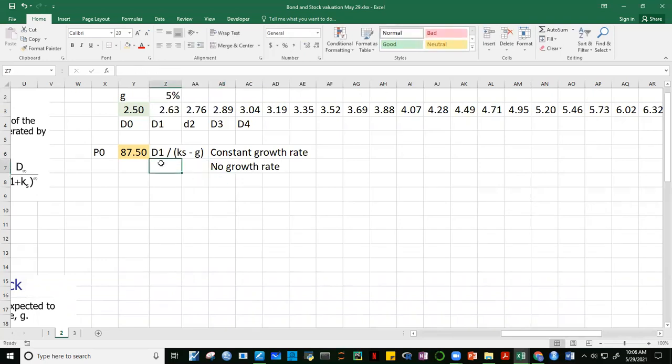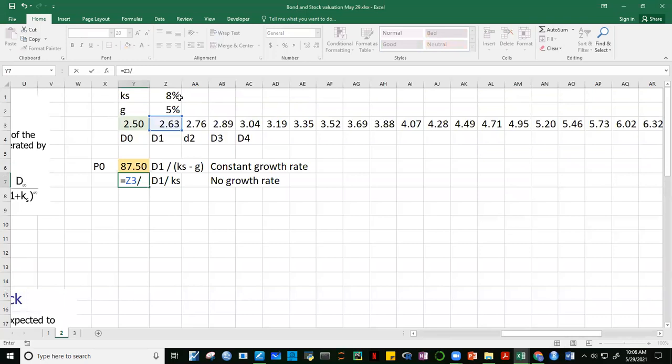So paano yung no growth rate? D1 over K sub S. Okay, so it's equal to, D1 natin is 2.63 divided by K sub S, which is 8%, 32.8. So ibig sabihin nito guys, ibig sabihin ng D1 over K sub S, yung 2.63 natin, pareho lang yan, 2.63 for the next years.